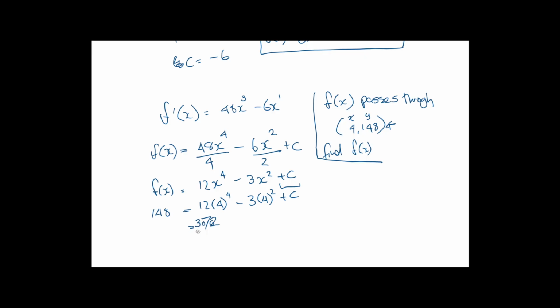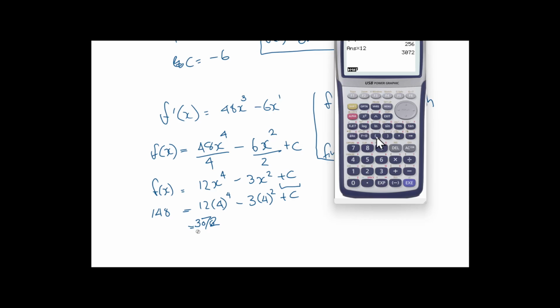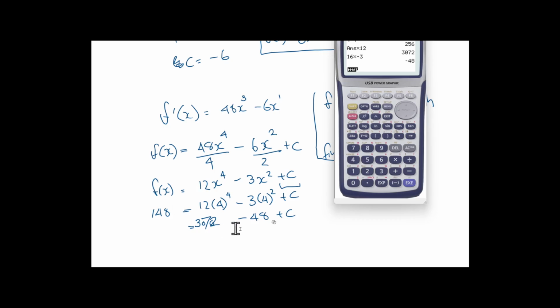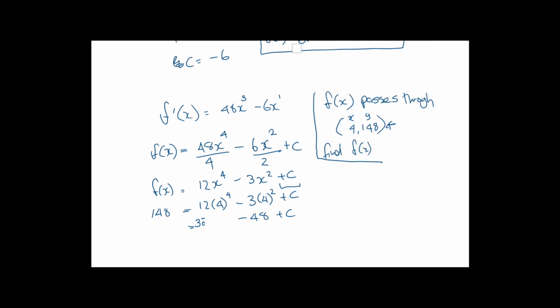3,072. And 4 squared is going to be 16. So 16 times negative 3 is negative 48. Plus c. So let's collect up those terms. Let's tidy that up a little bit. That looks kind of messy. 3072 minus 48 equals plus c.